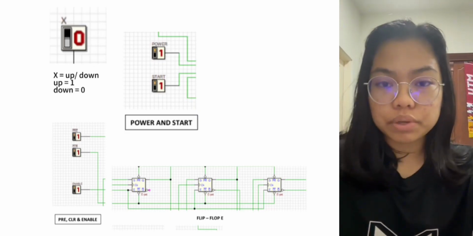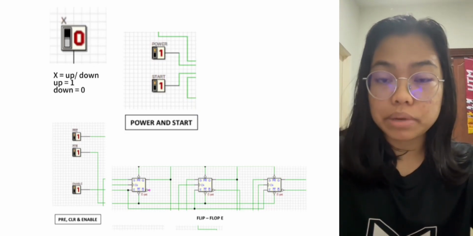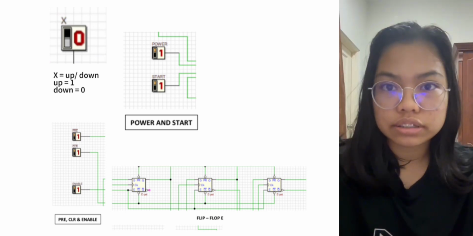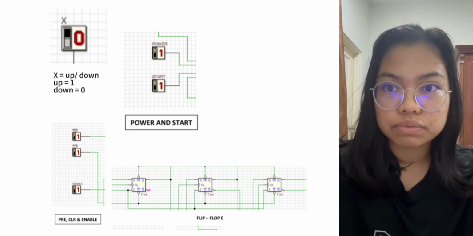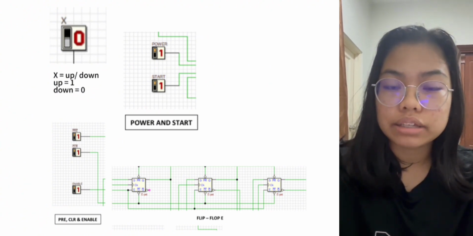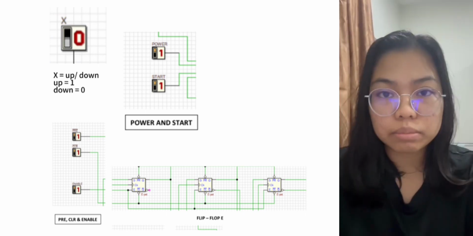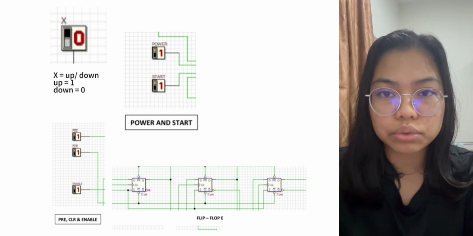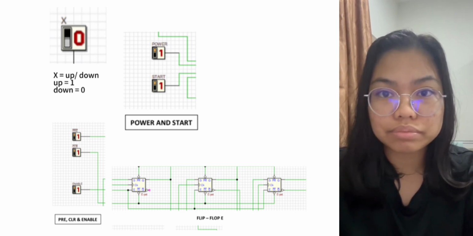I will start with a brief introduction on every component of Basic Circuit 1. The circuit's inputs consist of input X, which is for the up-down synchronous counter: 1 is up and 0 is down. Input CLK, input power, and input start are combined into an AND gate and connected to the clock of each flip-flop.